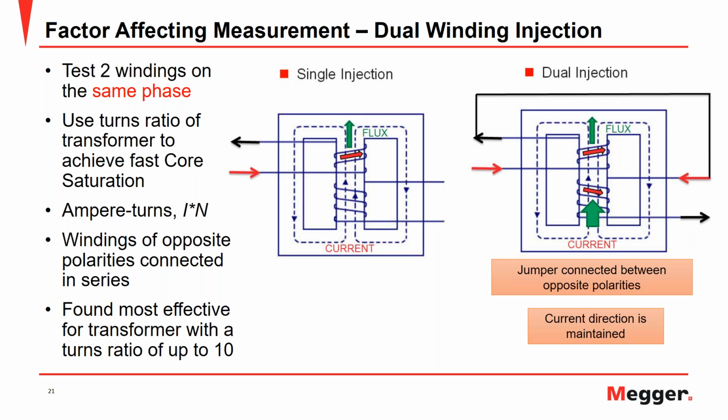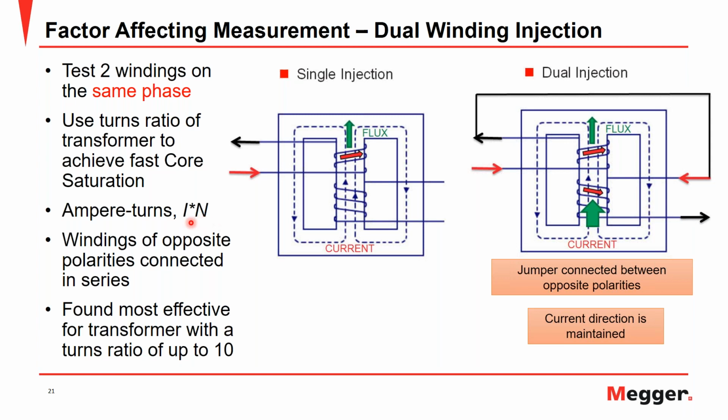This method utilizes the turns ratio of the transformer and the ampere turns to achieve faster core saturation. So now let's say you injected about 10 amps on your low voltage winding. The ampere turns, if the low voltage winding, for example, had 100 turns, so you injected 10 amps through 100 turns. Now by using the dual winding technique, you circulate the same amount of current through the high voltage winding itself, which is going to have a higher number of turns, let's say 1,000 turns.